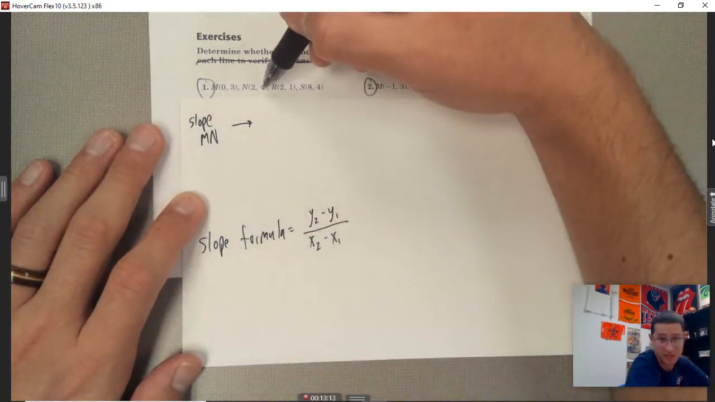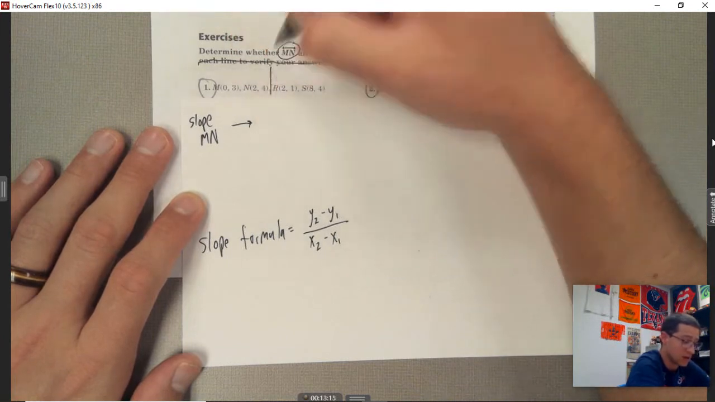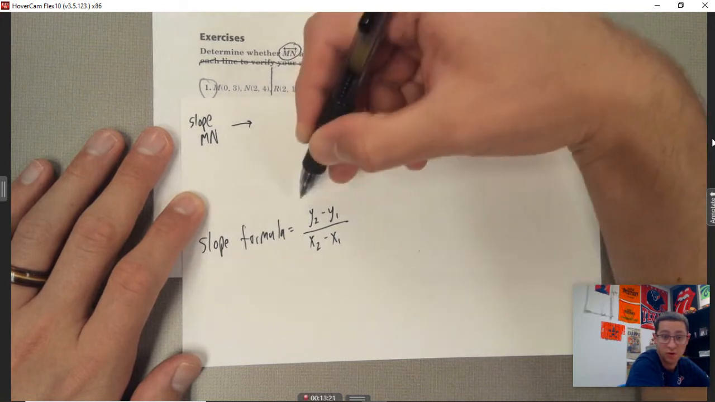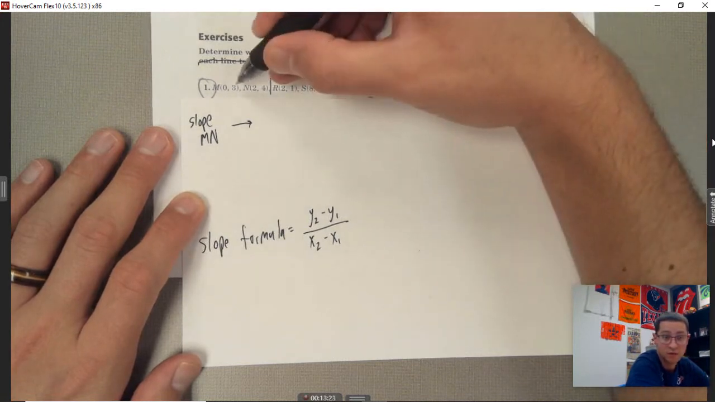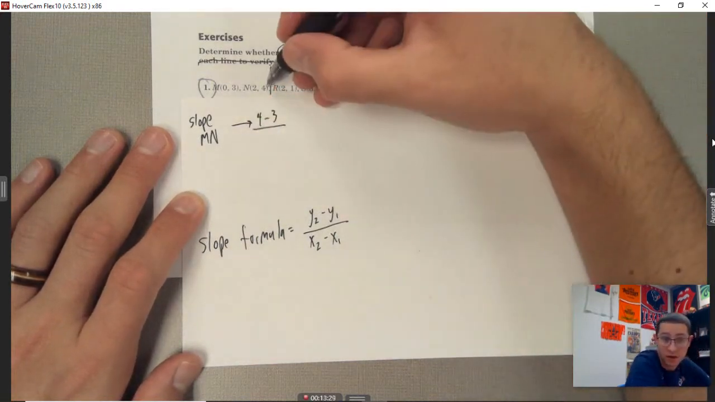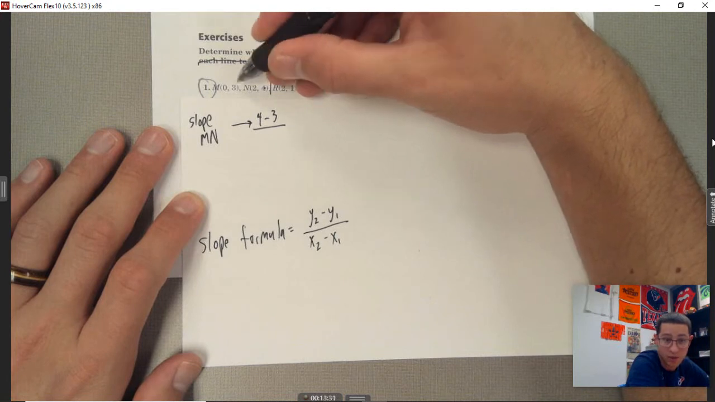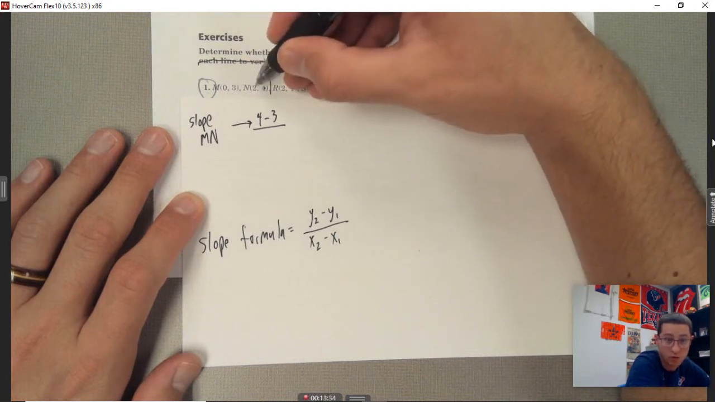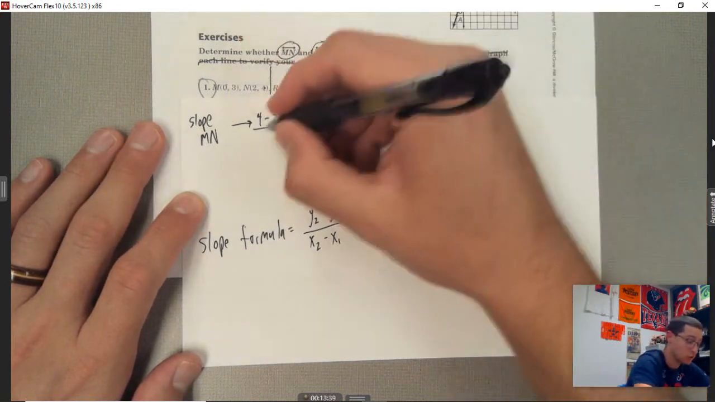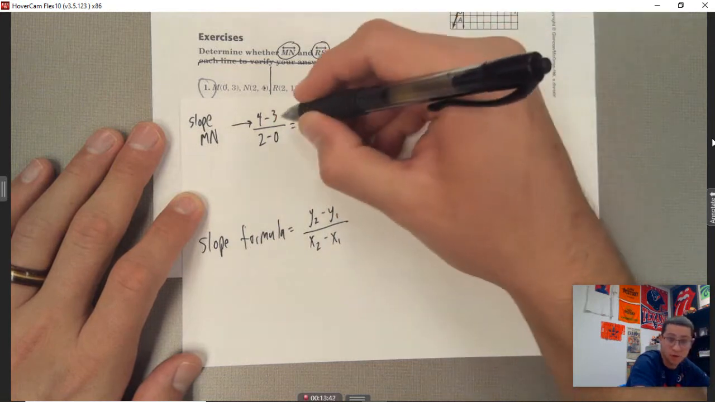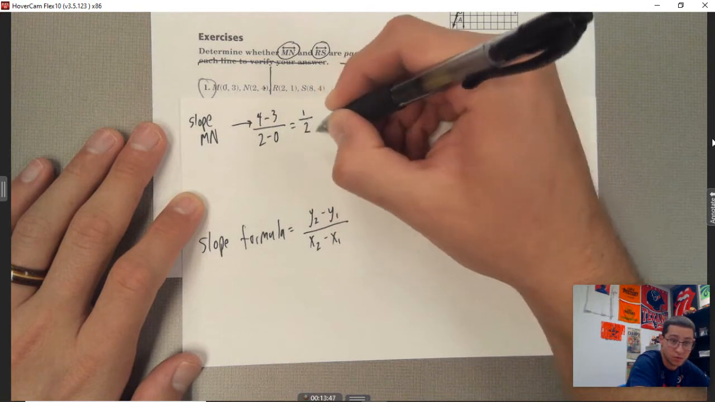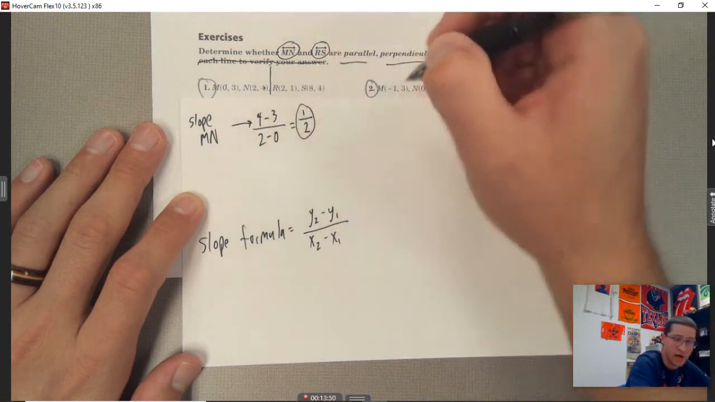Okay, and I'm going to treat these, they're kind of split, right? So it's M and N. We'll treat those two together. So it's y2 first: y2 minus y1, so 4 minus 3. Again, that's my second y coordinate, and this is my first y coordinate. And then we'll do my second x coordinate minus my first x coordinate: 2 minus 0. So 4 minus 3 over 2 minus 0, and I end up getting a slope of 1/2.